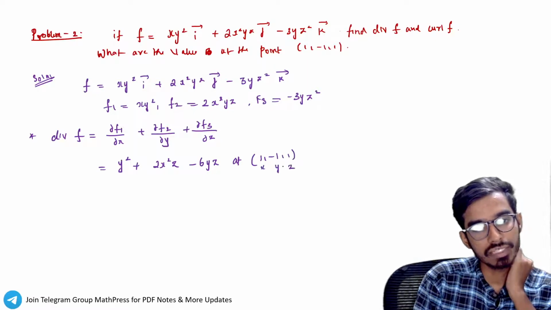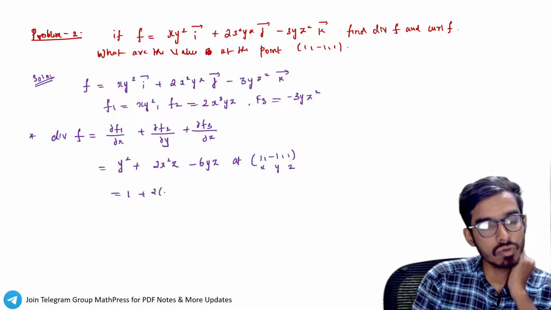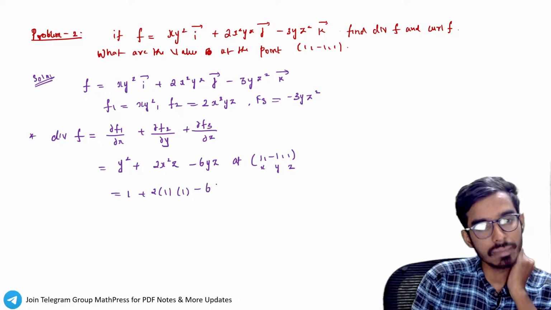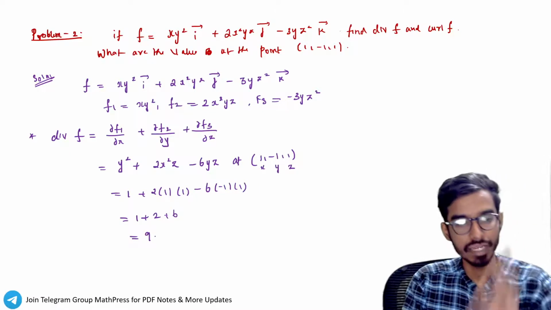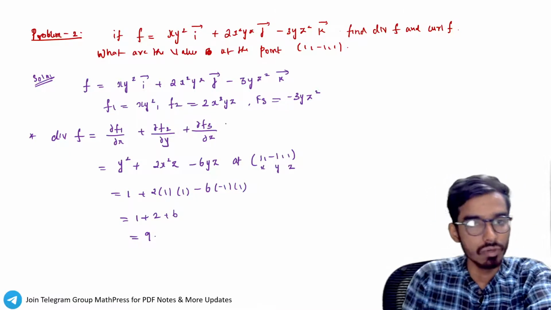So this will be x, y, z. So y square is 1, 2 into x square into z, minus 6 into yz. So 1 plus 2 plus 6, so 9 is the divergence of f, right? At this point. Now we will find the curl of f.